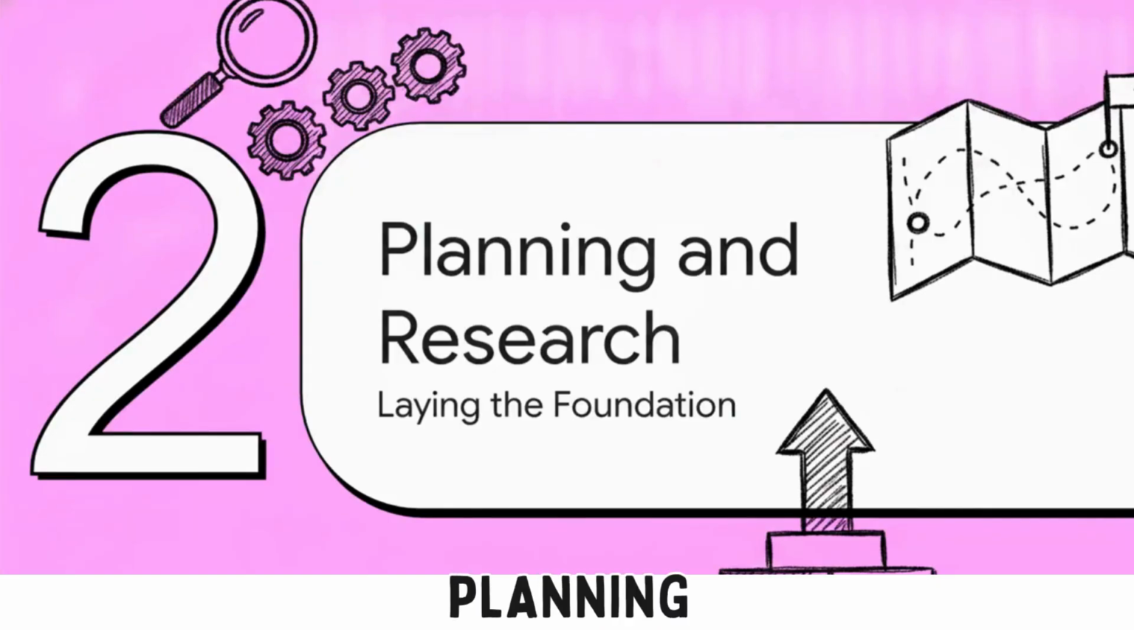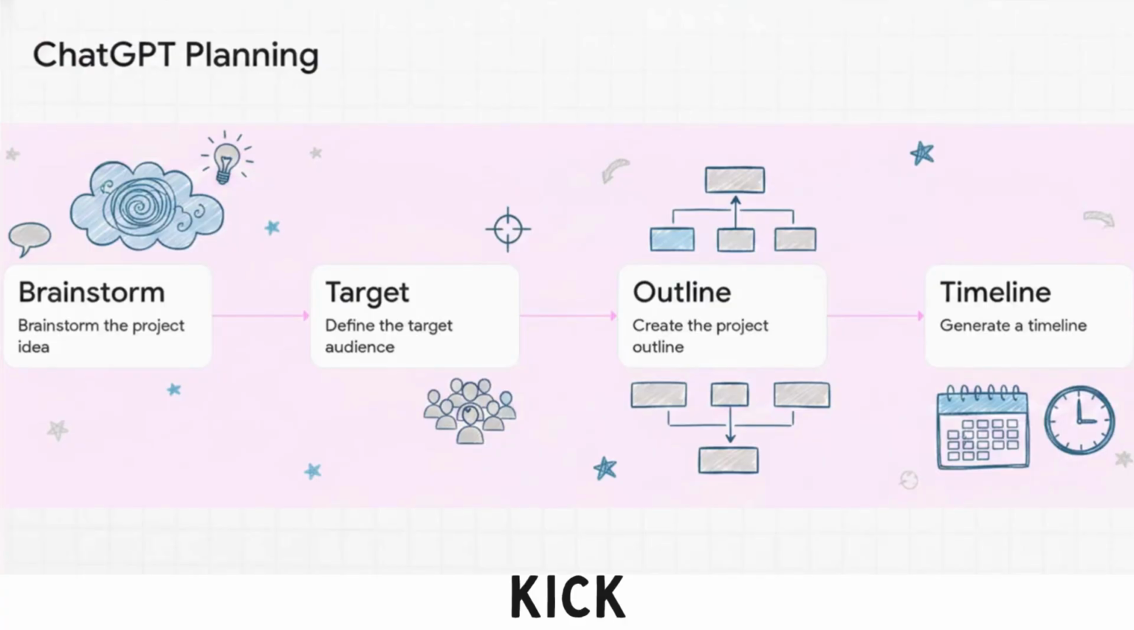Moving on to part two, planning and research. This is all about laying the foundation. To kick things off, you're essentially going to hire ChatGPT as your project manager. If you're starting entirely from scratch, you just ask the AI to brainstorm ideas for you, pinpoint exactly who your target audience is, outline the whole structure, and even generate a realistic timeline. Just like that, boom, blank page syndrome is completely gone. The AI just hands you your blueprint instantly.